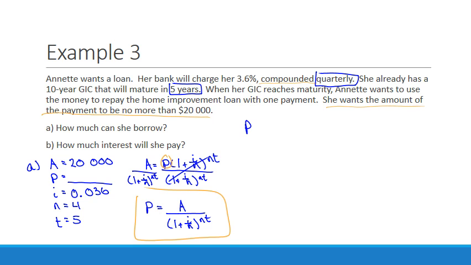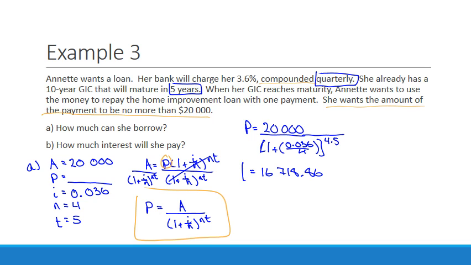So I'm going to move this up a little bit higher to make sure I have room. P equals A, which is 20,000, divided by 1 plus 0.036 divided by 4, to the power of 4 times 5, which we know is 20. If you want to write 20, go for it. All right, then you get your calculator out and start plugging things in, and you get $16,718.86. So that is how much she can borrow if she doesn't want to have to pay back more than $20,000 in the 5 years.